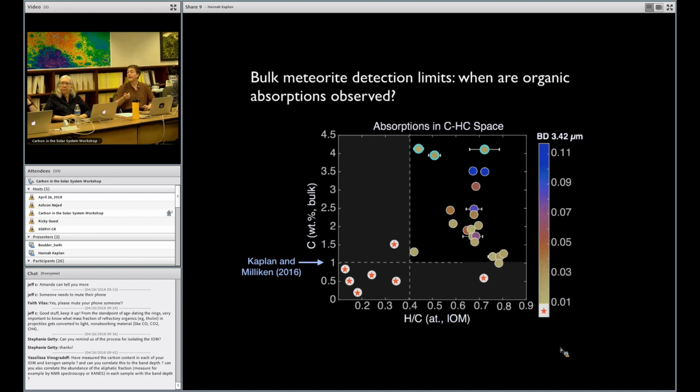So, if you have a detection, say you're at Ceres and you see an absorption feature, this is really cool because now you can say, well, I think the H/C value of these organics is greater than 0.4 and the abundance is greater than 1 weight %. So we have immediately put constraints on any organic detection, if we believe that the organics are similar to the meteorite organics.